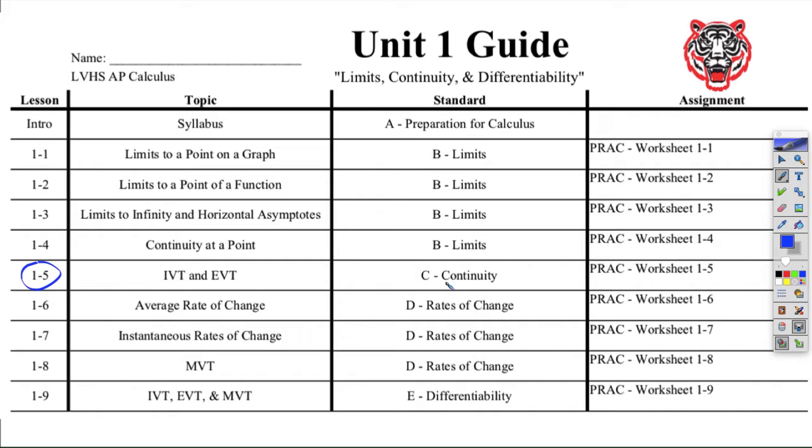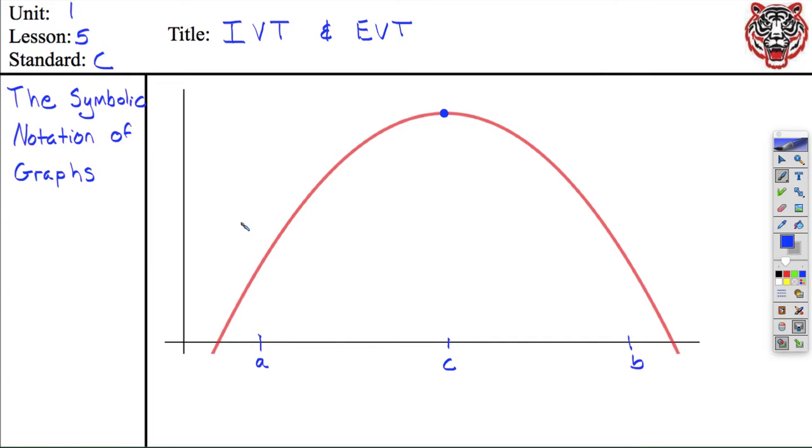We're finally on continuity, standard C, although I was talking about how we kind of did continuity yesterday. So I want to make sure that we know how to talk about graphs correctly. So we have this parabola with x coordinates A, B, and C. So if I come straight up from A and I intersect this graph at this point, how do I say what that point is? I'm going to assume that this red function here is f of x, not g of x or h of x or anything like that. So how do I talk about that point?